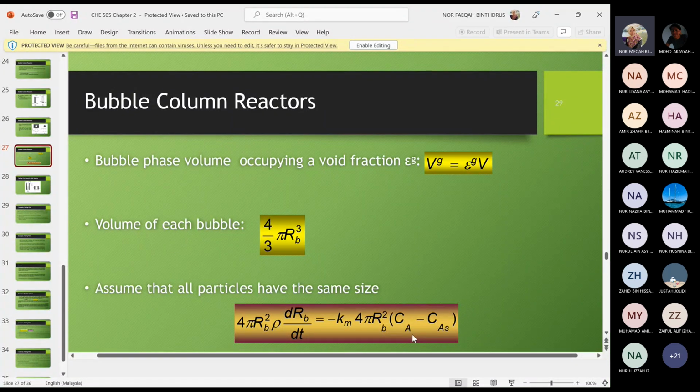And usually for a bubble column, we rarely assume that the mass transfer is the limiting step. We assume that the reaction is usually very fast, the mass transfer very fast. Therefore, the reaction is limiting the overall system, or the reaction is controlling the system. Okay, so later I will show an example.